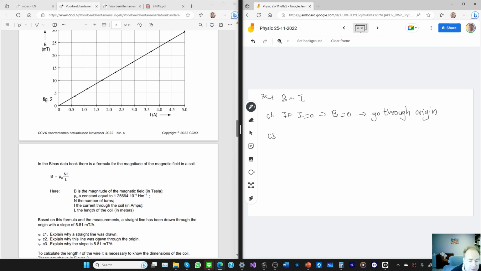Explain why the slope is 5.81 millitesla per ampere. Actually, I'm not sure what I mean here. This number, of course, depends on the different constants here, like the permeability, the length, and N. So I'm not sure how to explain that this is 5.81 millitesla per ampere. The slope of this line basically gives this constant in front. But otherwise, I don't think this question is really that clear.